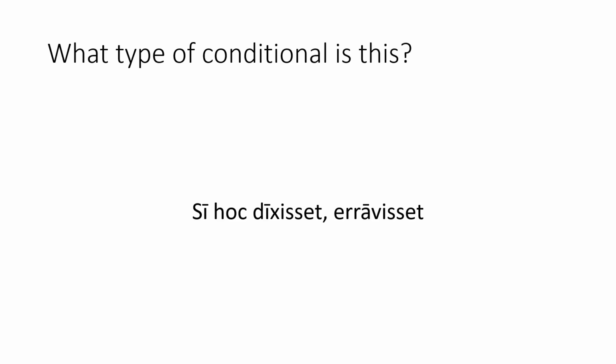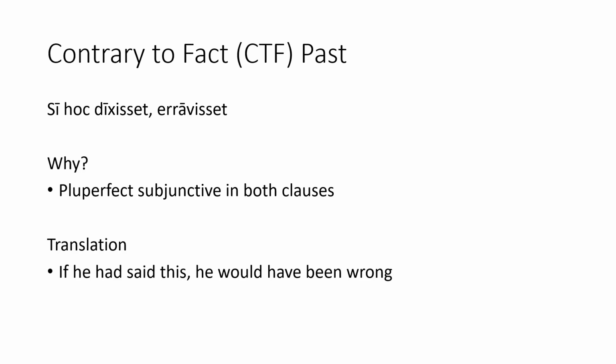What type of conditional is represented in the sentence si hoc dixisset erravisset? If you guessed contrary to fact past, you were correct. Both the verb in the protasis and the verb in the apodosis are pluperfect subjunctives, and therefore this condition has to be contrary to fact past. It is translated as, if he had said this, he would have been wrong.